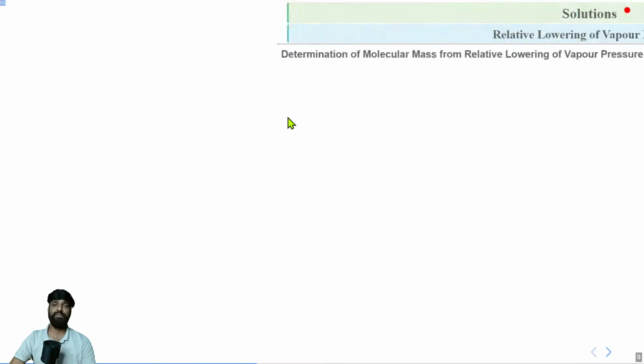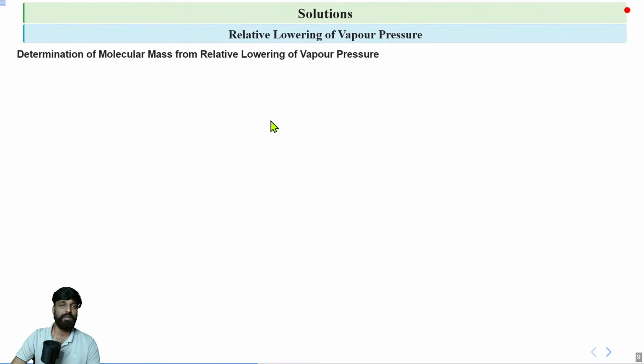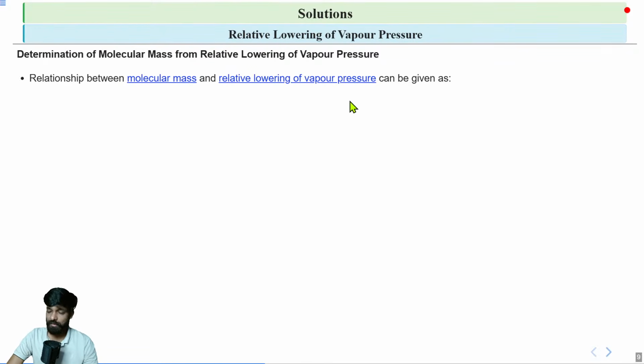So we will move on to the next one, which is the determination of molecular mass from this relative lowering. So we will try to determine the molecular mass of the solute. Remember, we have to determine the molecular mass of the solute using the formula of the relative lowering of vapor pressure. How do we do it? To do that, we will simply expand our previous formula. What was our previous formula? It was P naught minus P by P naught is equal to NB by NA.